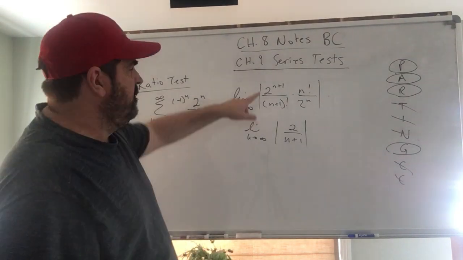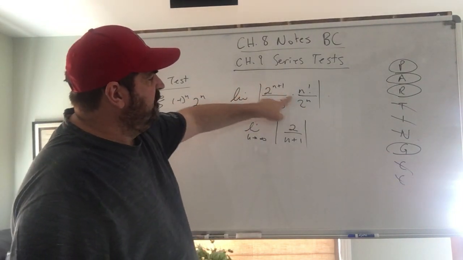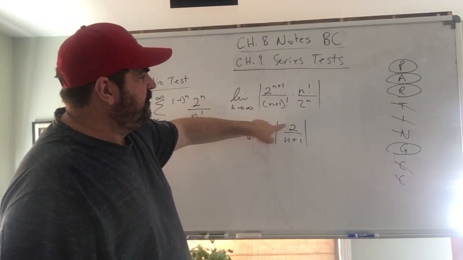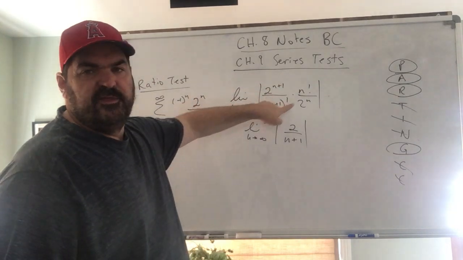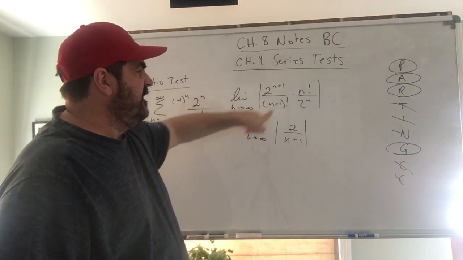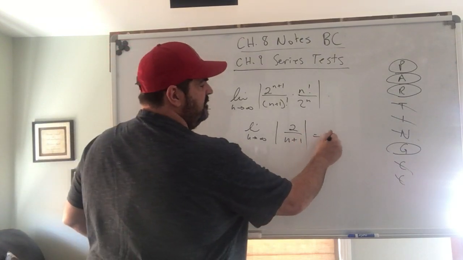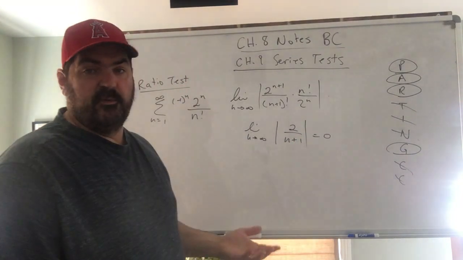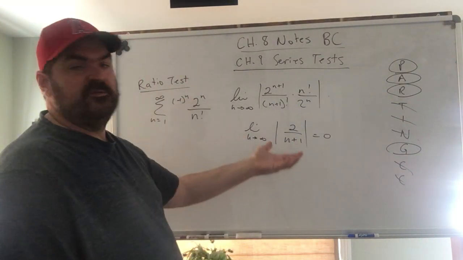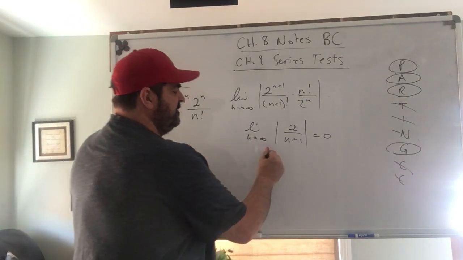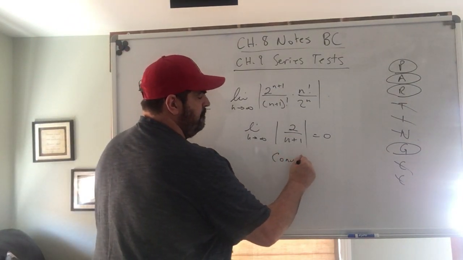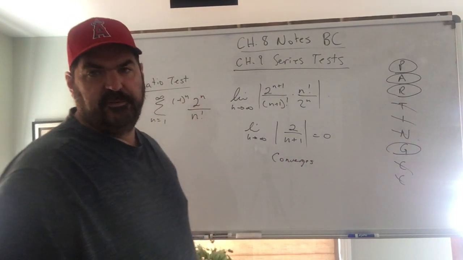So we clean up. We can cancel out the 2 to the n and 2 to the n plus 1, and get a 2. N factorial cancels with n plus 1 factorial. We went over that many times in class. We get 2 over n plus 1. As n approaches infinity, I get 0. So as you can see, my limit is less than 1, so this converges. So we'd say it converges by the ratio test.